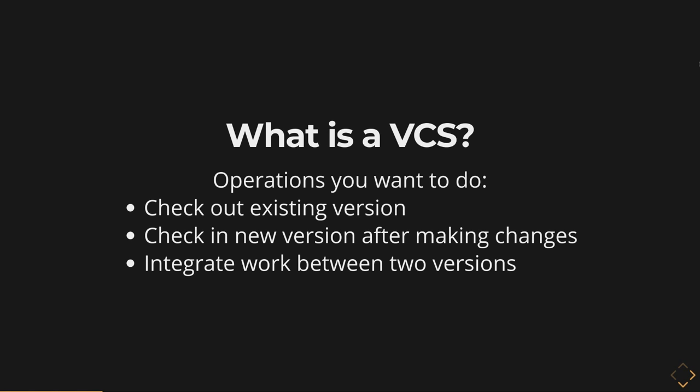So what do we want to do with a version control system? We want to be able to check out an existing version, of course. That, of course, means that we have to be able to check in new versions after we've made changes to an old one. Also, we need to be able to integrate work between two versions. And what I didn't write here is that we'd probably want to keep track of what version came from what other version, so that we have an idea of how these things are connected, how the individual pieces of work are connected to each other. We'll look at how that is done, what kind of model is needed to do that later today.